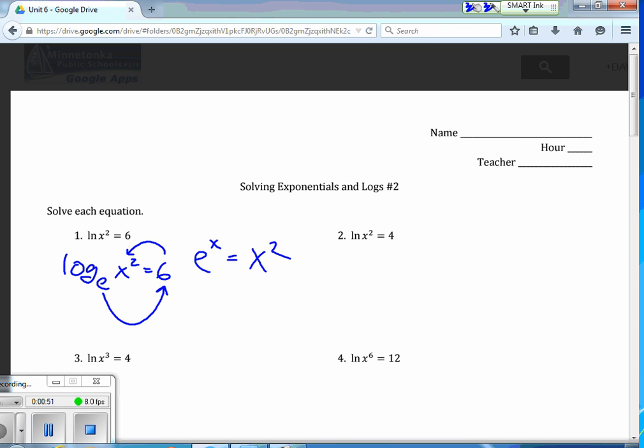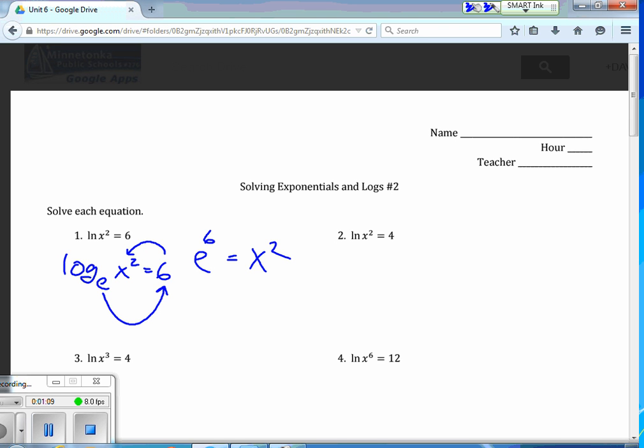Now I got to get that x alone. Remember that when you're solving, you're trying to get x alone. Oh, I did something wrong. It said 6 and I wrote x. e to the 6th equals x squared. Sorry about that. Okay, now I got to get the x alone.